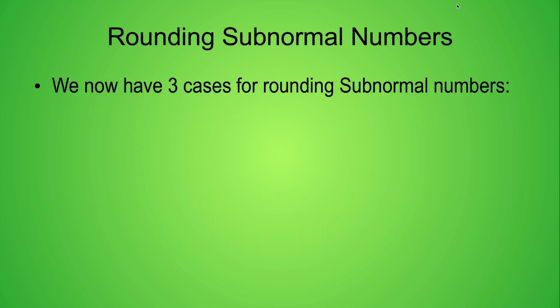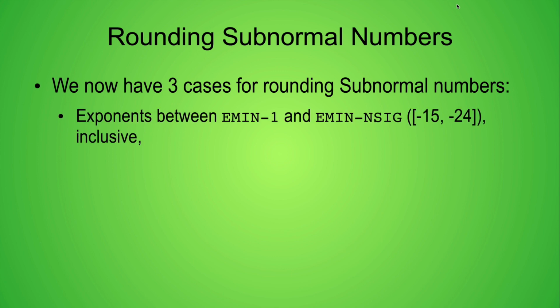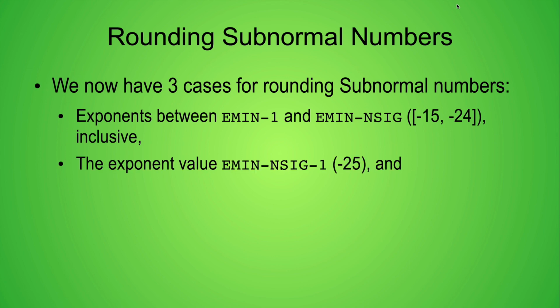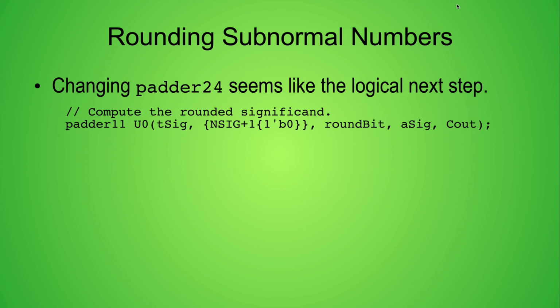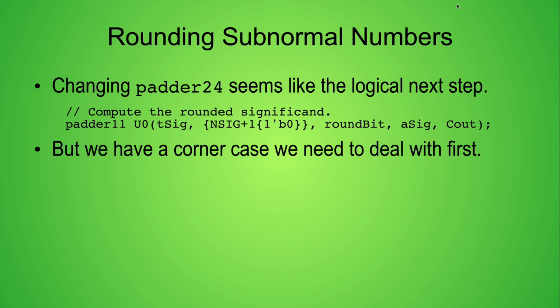We now have 3 cases for rounding subnormal numbers. Exponents ranging from e min -1 down to e min minus n sig, the exponent value e min minus n sig minus 1, and finally, all exponents which are even smaller. Now because we're rounding only an 11-bit t-sig value, it seems like it's time to replace p adder 24 with p adder 11. But before doing so, we have a corner case we need to deal with.